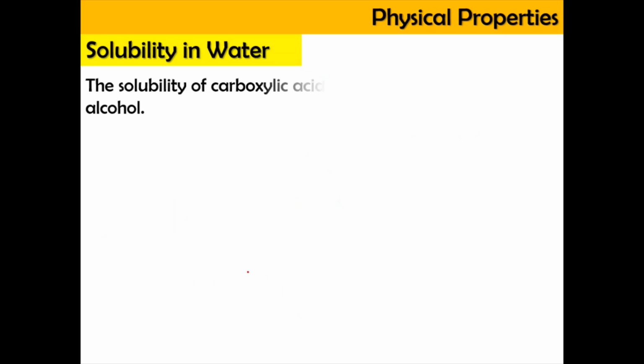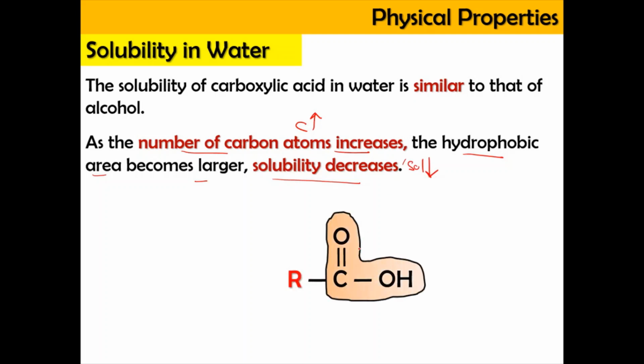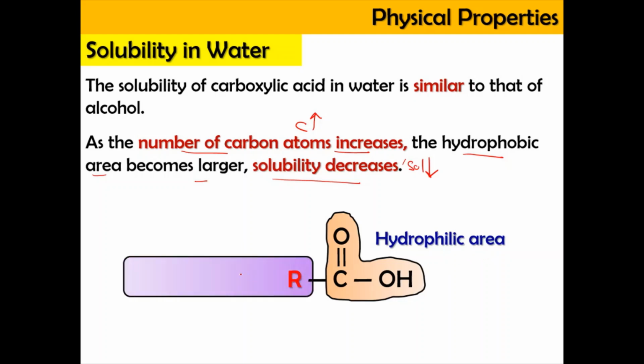So now the solubility of carboxylic acid in water is almost similar to that of alcohol. So as the number of carbon atoms increases, the hydrophobic area becomes larger and the solubility is gonna decrease. So when carbon atoms increase, solubility will be reduced. So this can be represented as here because this one is the hydrophilic area, which loves water, but the other group here, which is the alkyl group, is the hydrophobic area, which hates water. So it makes it insoluble.